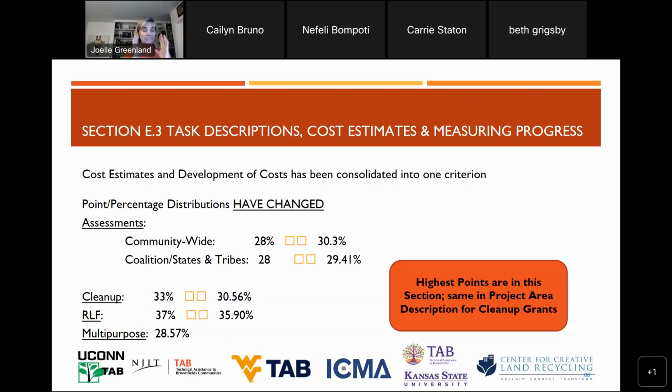As Beth said, you got to keep that story going, right? That dragon story that Kaylin talked about. You got to keep their interest. You got to let them know that you know this, you want this, and you got the lingo down. So you can see here the percentages, the arrows have turned to boxes, have jumped, and these are just as important here, but same thing in the project area description for cleanup grants, very important, that also went up. So the next slide, let's just get into this.